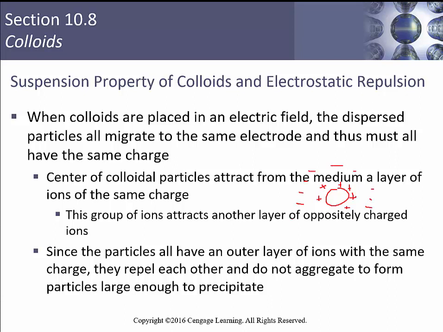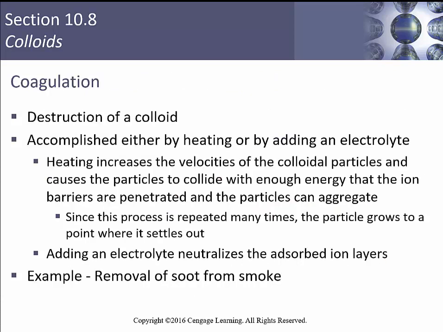Since the particles all have an outer layer of ions with the same charge, right? Here's another one, right? It's got some plus charges on the inner layer, right? And some minus charges on the outer layer, right? Well, these outer minus charges and these outer minus charges want nothing to do with each other, so they repel each other. So they're kind of playing bumper cars. It's like, whoop, nope, don't want to be around you. Since the particles all have an outer layer of ions with the same charge, they repel each other and do not aggregate to form larger particles that are going to be big enough to precipitate.